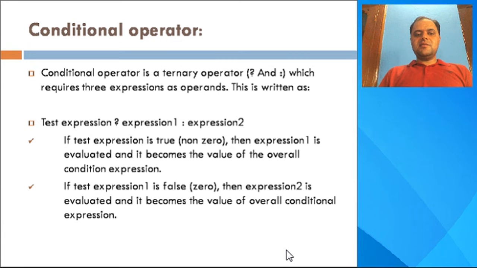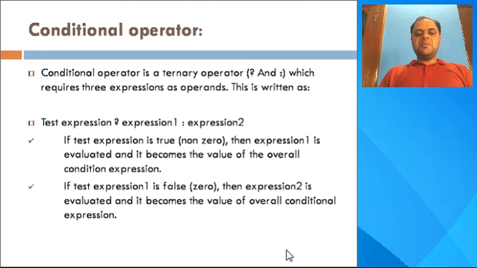As I have already discussed with you, what is a unary operator, what is a binary operator. A unary operator is an operator which requires only one operand. For example, plus a, minus b, a plus plus, b minus minus. So a is the operand and plus or minus or plus plus or minus minus are the operators.